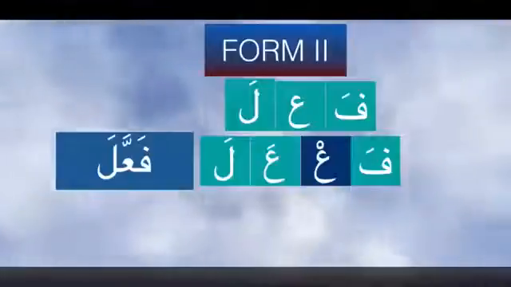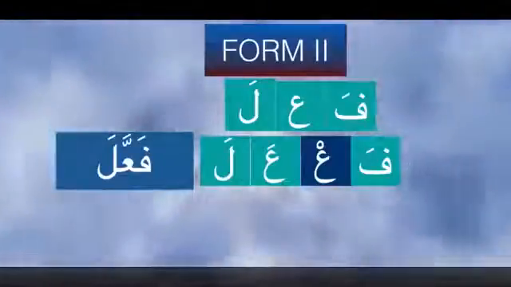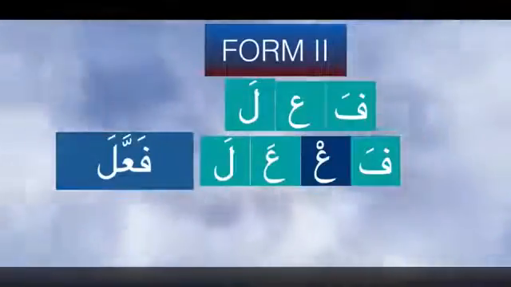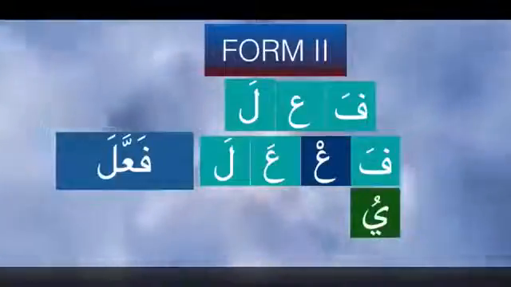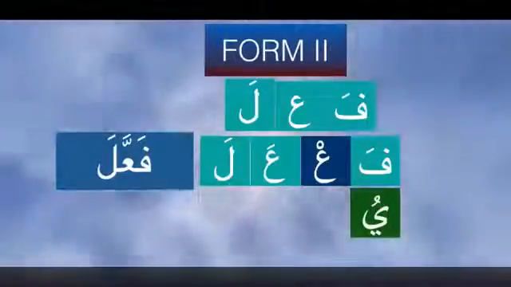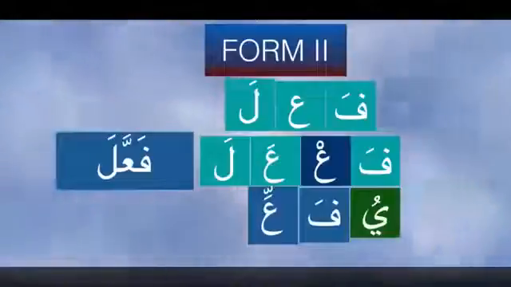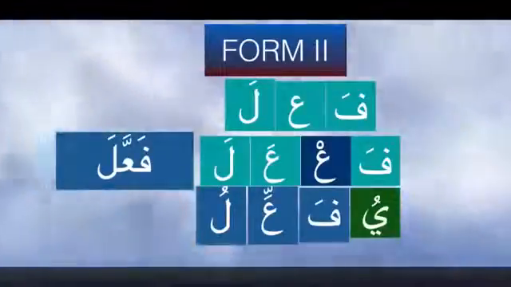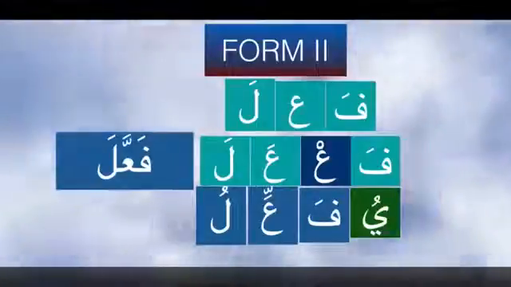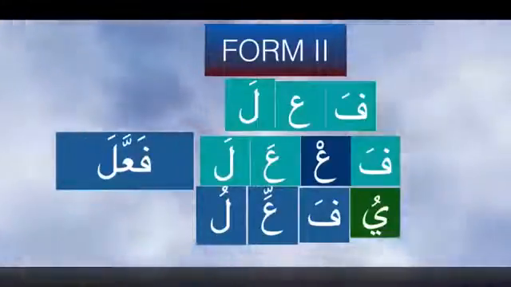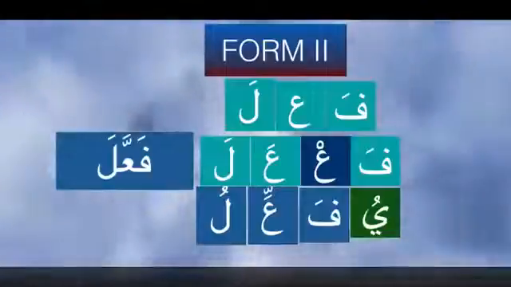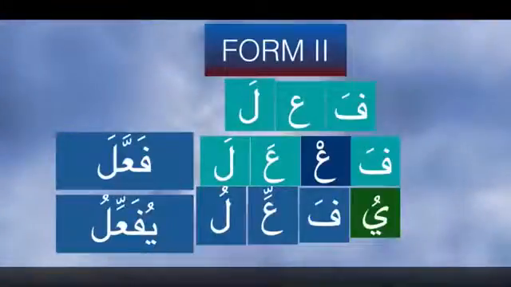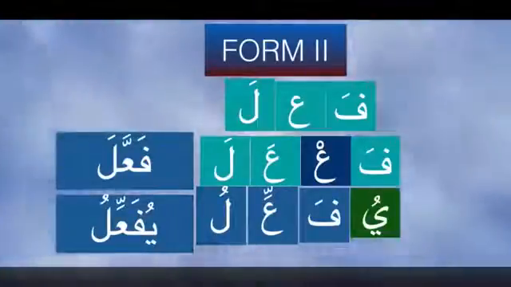That's the form 2. And how is mudari' made? We know if it is 4 letters, it will begin with yu, and it will be yu-fa-i-lu. The ain kalima will get kasra, and the lam kalima will, as usual, have dhamma in the marfu' form, and then again majzum and mansub will have sukoon. So yufa'ilu, that's the mudari'. That's the form 2. We're going to do some examples so we understand better.